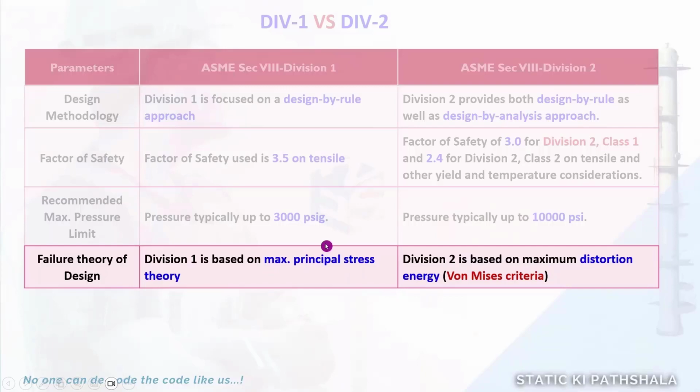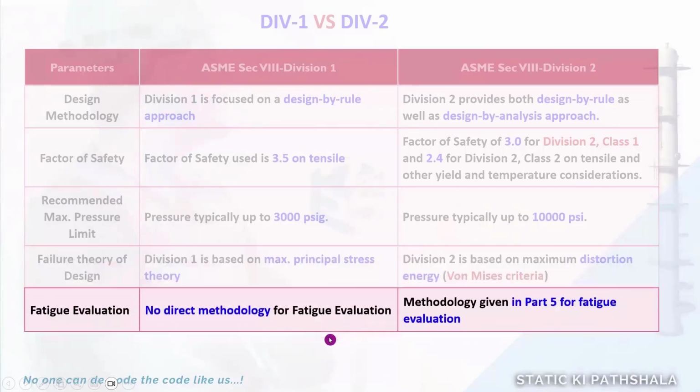If we look into the solved examples given in the ASME PTB manual, when calculating the stresses for combined loading, you will see it has been mentioned that maximum principal stresses are what we use in Division 1, and for Division 2 we are using the von Mises criteria.